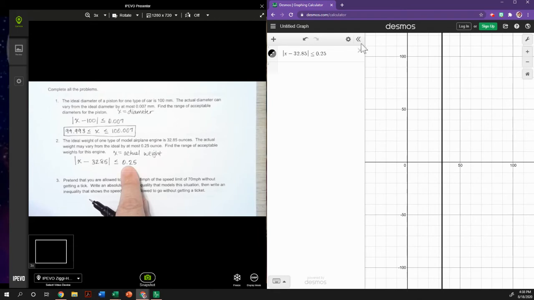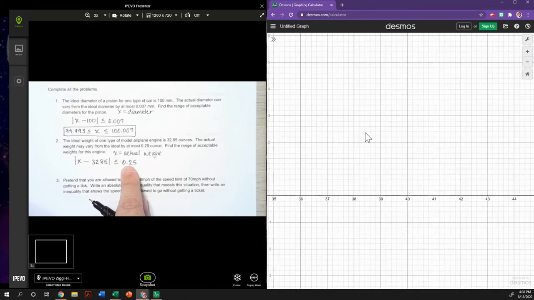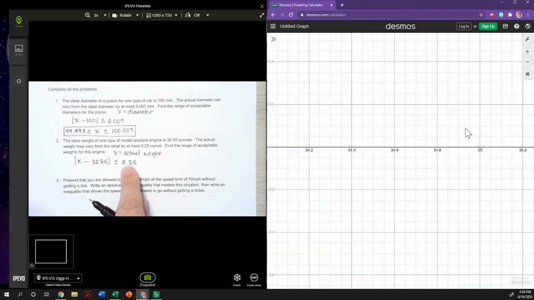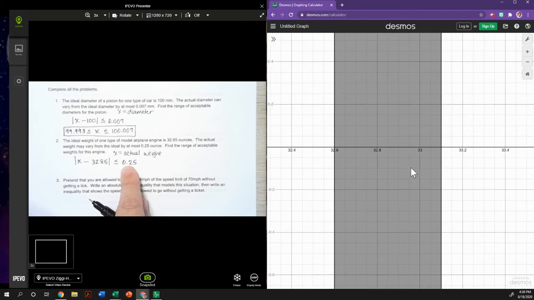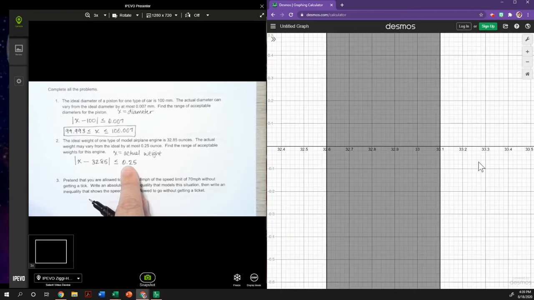Okay, so now let's hide this. That's what those double arrows are. It'll hide it for the moment. Okay, let's zoom back in. This is one of the reasons I do like Desmos. Okay, all right. So now we have, look, I just scrolled in one more time. All right, so 32.6 to 33.1. That is my acceptable weight range for this model engine.